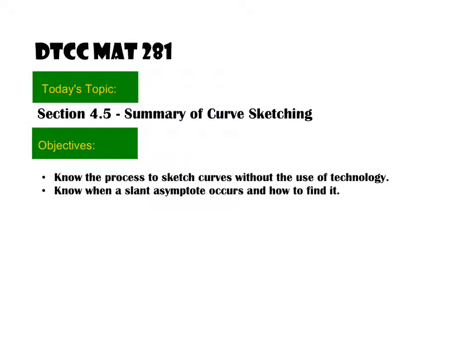All right, this section is 4.5, a summary of curve sketching. By the end of this, you'll know the process to sketch curves without the use of any technology. And then you'll know when a slant asymptote occurs and how to find it.